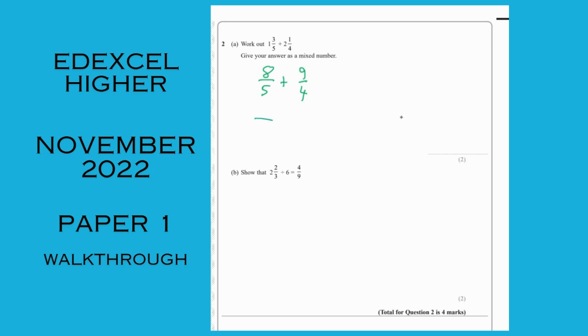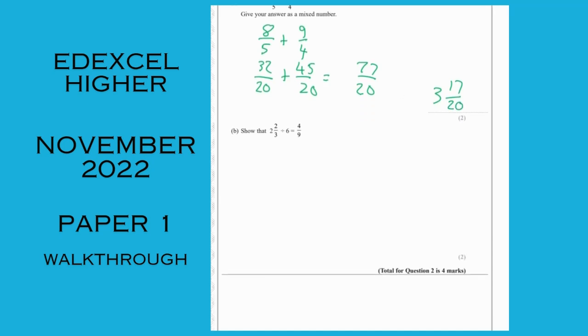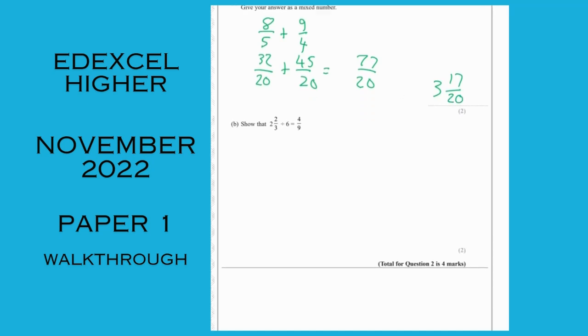So on the left-hand term, I'm going to multiply top and bottom by 4, right-hand term by 5. Giving us, add the numerators, 77 over 20. How many times does 20 go into 77? It's 3, remainder 17.